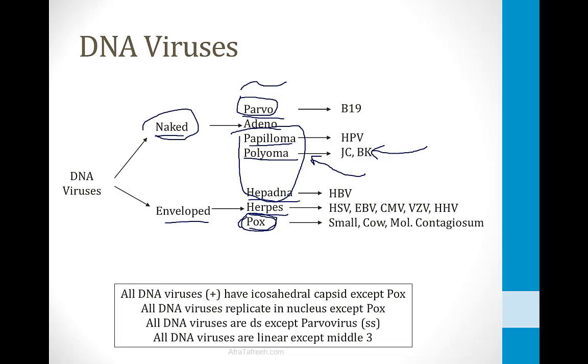All DNA viruses have an icosahedral capsid, except for the pox virus. They all replicate in the nucleus, except for pox. All DNA viruses are double-stranded, except for the smallest one, parvovirus, which is single-stranded. And all DNA viruses are linear, except for those 3 in the middle, which I circled right here. And in this module, we're going to talk about all of the DNA viruses except for the herpes family. They are a big family, and they share a lot of common characteristics, and we have a separate module on those viruses.